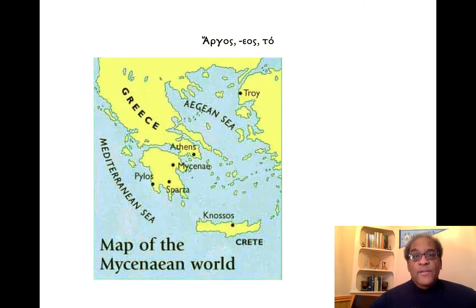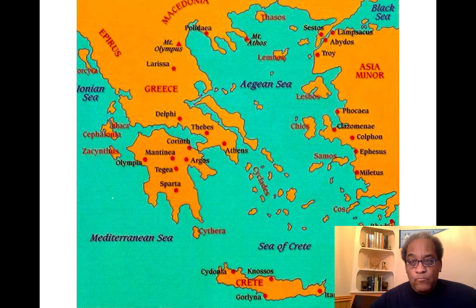Next, we have just the word Ἄργος, referring to the city where Agamemnon's from. It's synonymous with Mycenae. The same name is used for both. So you see on this map where Mycenae is, and then Sparta, where Menelaus is from, and Pylos, where Nestor is from. And you see Troy all the way over in the east. And then this bigger map, again, Troy all the way over in the east across the Aegean Sea.